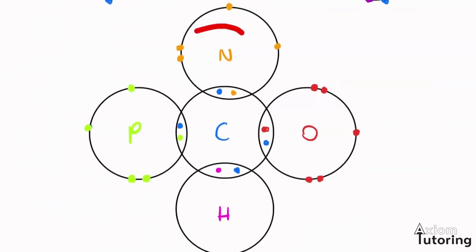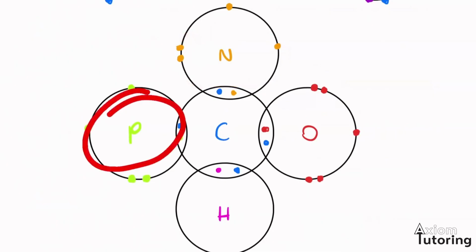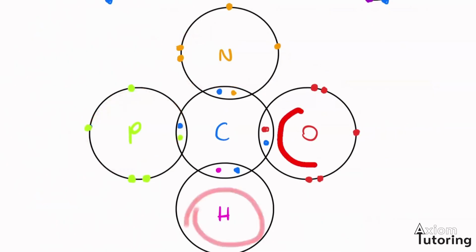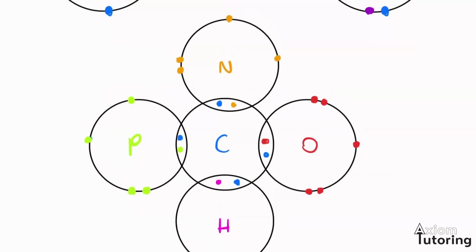The atoms that I've chosen here are nitrogen, phosphorus, hydrogen, and oxygen. And the only reason why I chose them is because these are going to be the most common elements we're going to see in biology, especially in this course. So it's quite nice to start getting to know them.